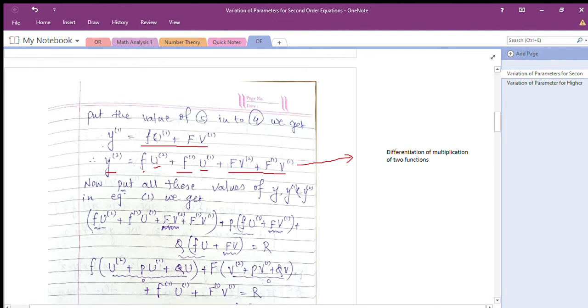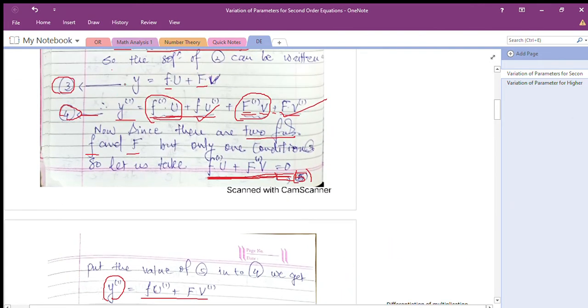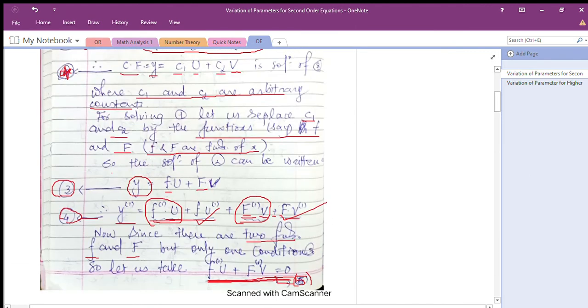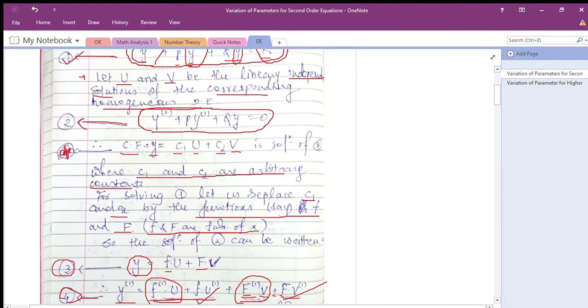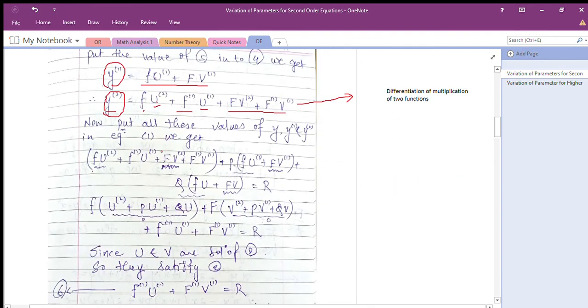Now put all these values, that means y2 that we got, then y1 we find out, and y is given to us. So now let us put all these values into which equation? Equation number 1. Yes, okay, because we want to solve this equation. So after putting all these terms in this one, we will have something like this. This is y2 py1 qy is equals to r.